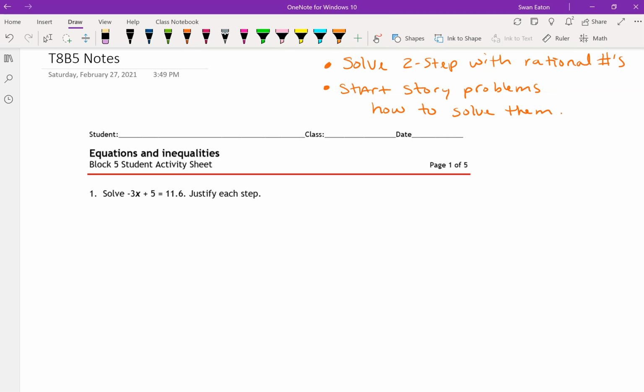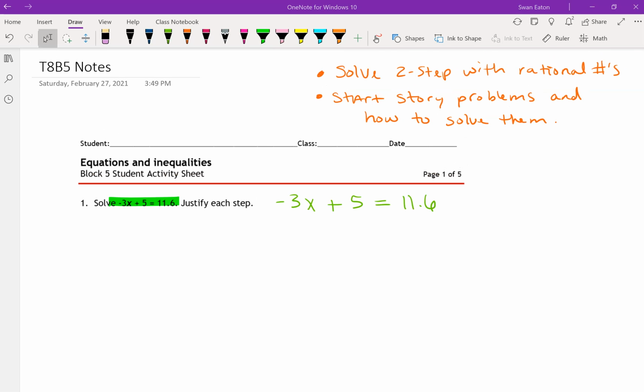So take a moment and write this in your notes, and then I would like you to copy down this problem. Okay, welcome back. So now we're going to solve this. We always have to do our balance line, and we are going to subtract 5 from both sides. I'm going to line up some decimals here, because remember 5 is the same as 5.0.